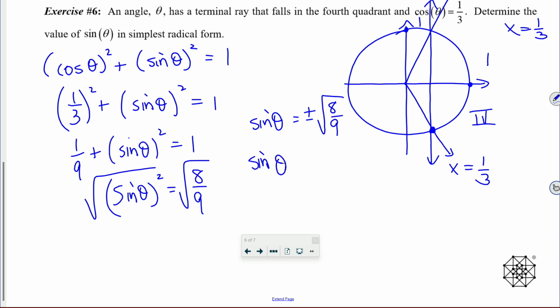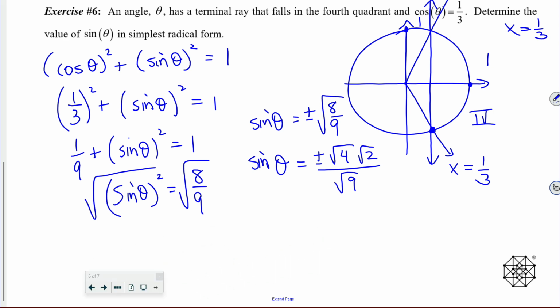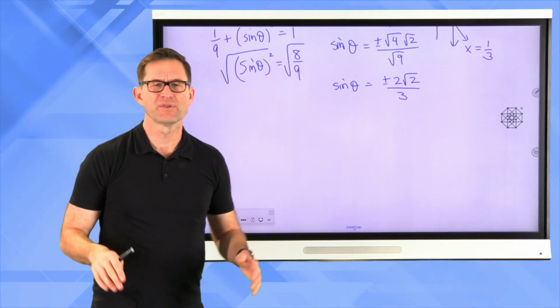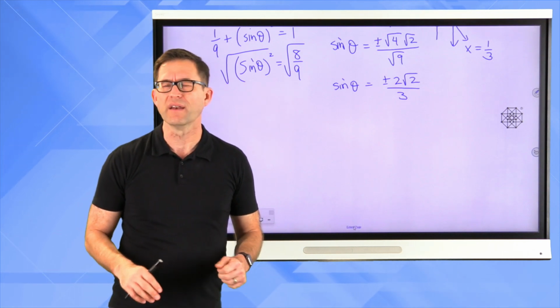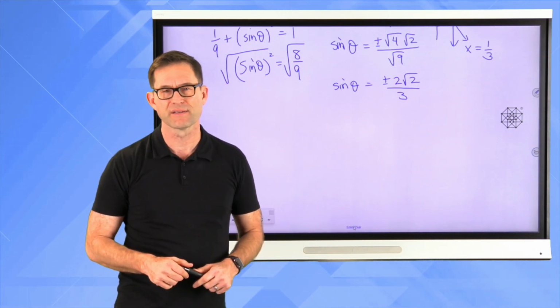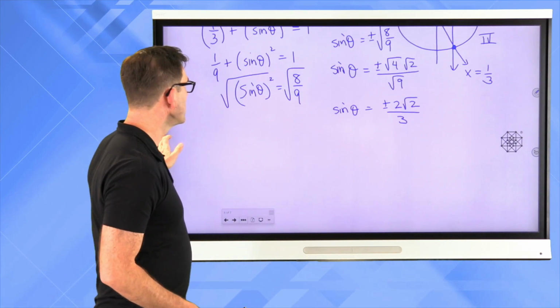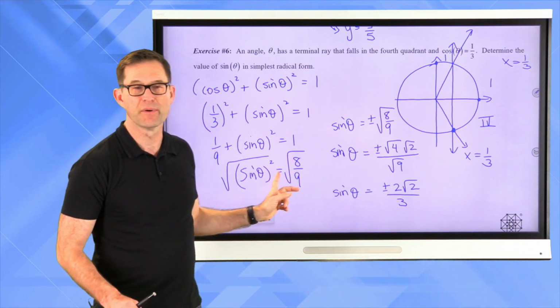Okay, now I got to do the annoying work that has nothing to do with trig. That's going to be plus or minus the square root of 4 times the square root of 2 all over the square root of 9. This is me just getting ready to put it in simplest form, and that's going to be the sine of theta is plus or minus 2 root 2 over 3. Oh, yuck. I wish we could just leave it as plus or minus the square root of 8/9, but there's no way the multiple choice answer is going to be that. It's going to be written this way. Sorry. Not my choice. I don't find this simpler than this, but it is what it is.